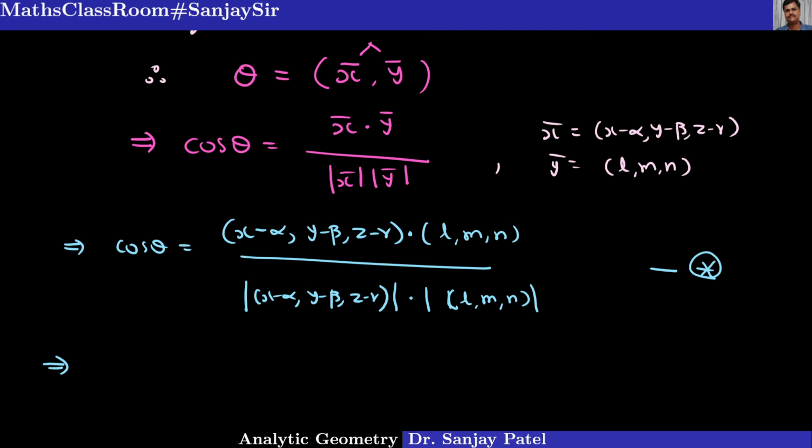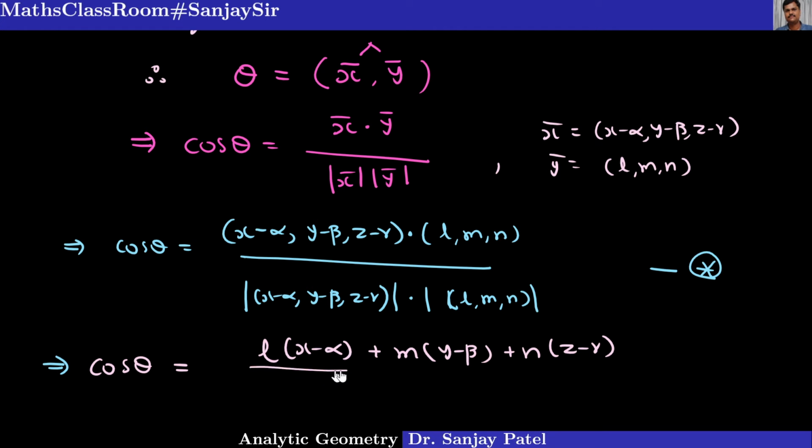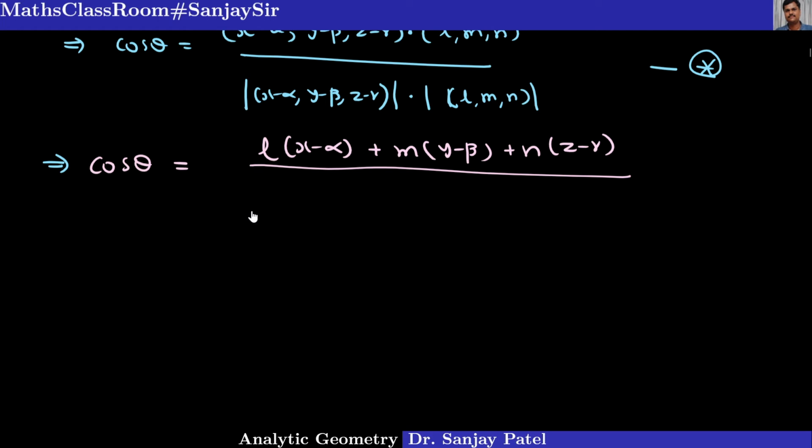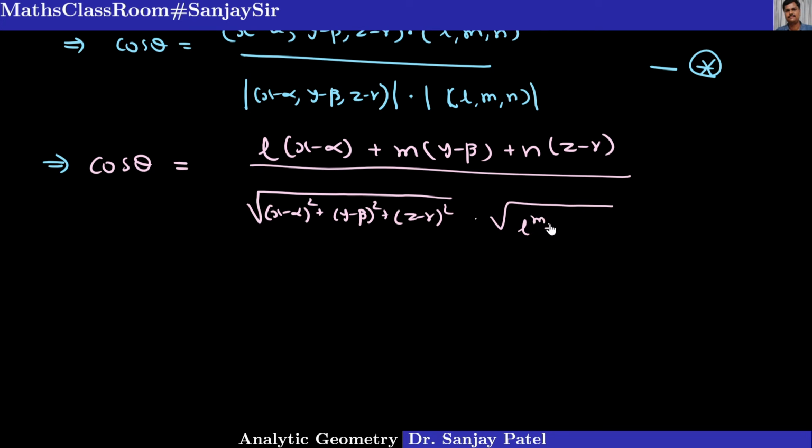This implies cos theta is equal to, this is the dot product of the two vectors, say x1, x2, x3 and y1, y2, y3. So x1 y1 plus x2 y2 plus x3 y3. So L into x minus alpha plus M into y minus beta plus N into z minus gamma is the numerator. And what is the denominator? The magnitude of this vector (x minus alpha, y minus beta, z minus gamma) is given by the square root of x minus alpha square plus y minus beta square plus z minus gamma square, into the square root of the magnitude, L square plus M square plus N square.